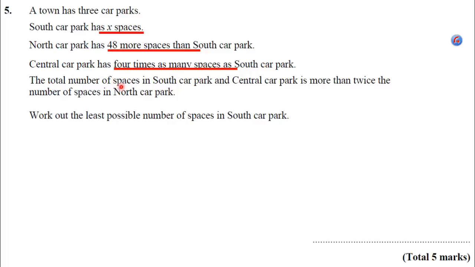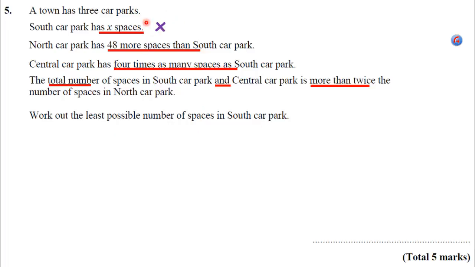The total number of spaces in the south car park, so total, important there, number of spaces in the south car park and the central car park is more than twice the number of spaces in the north car park. So if I start off, looking at the question, it says work out the least number of spaces in the south car park.